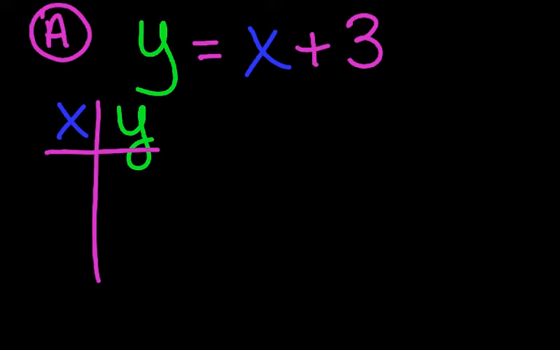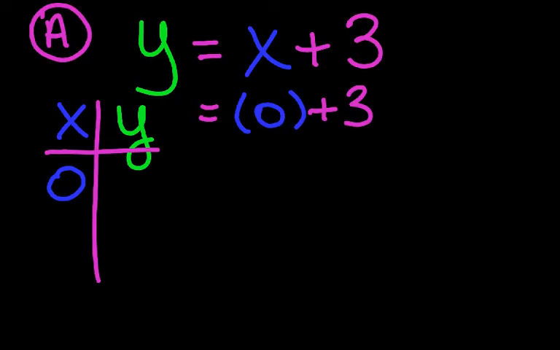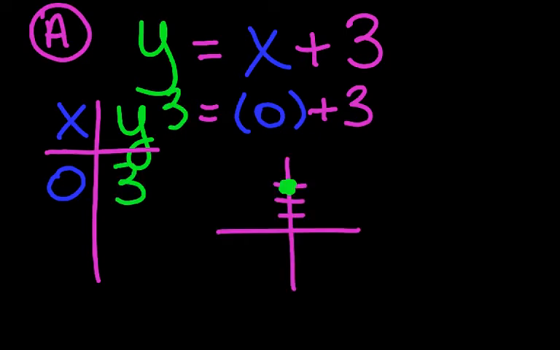So if you look at A, you're going to replace x with 0. 0 plus 3 gives you 3. When you plot 0, 3, you can see that it does not go through the origin, because remember the origin is where 0, 0 meet, right there. So this one is obviously non-proportional.